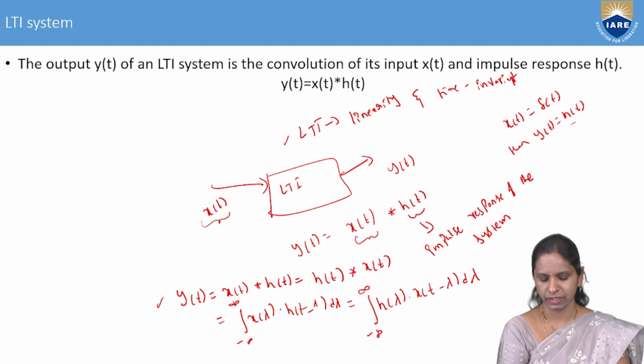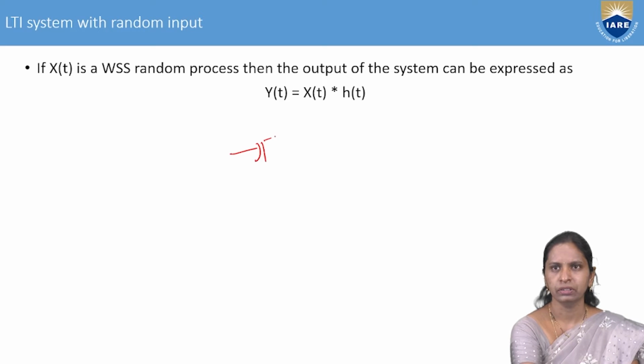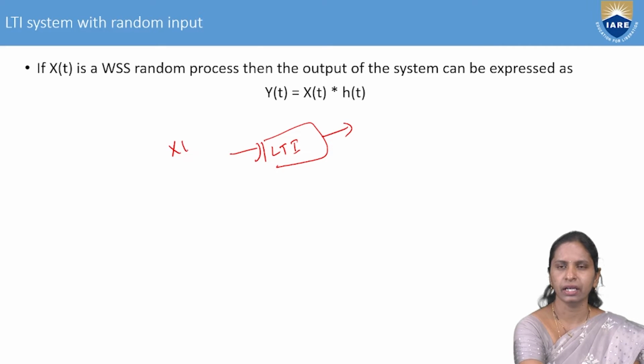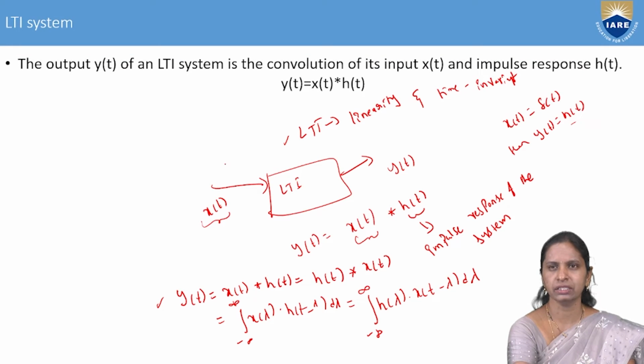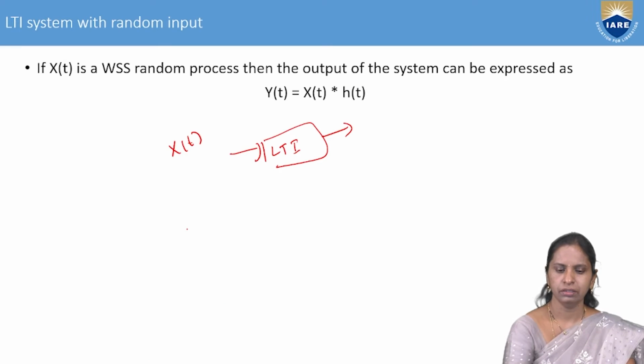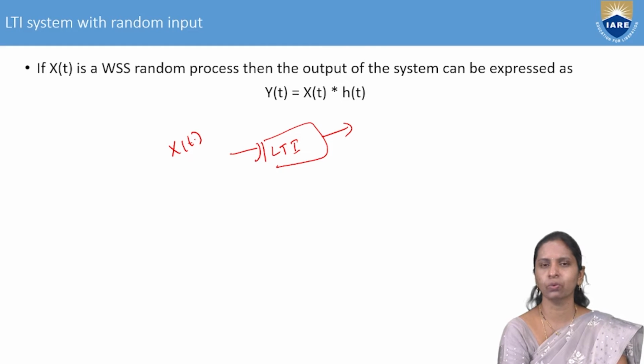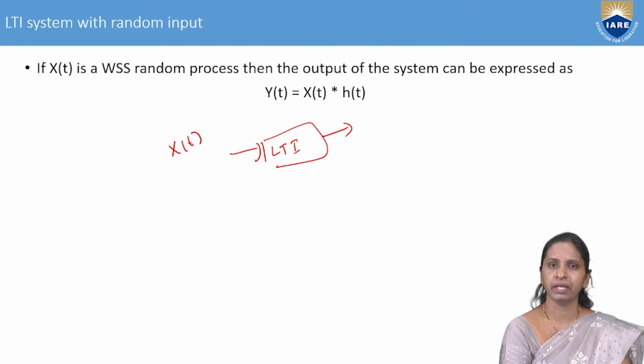Now, the same concept will apply to the random process also. Now, if we take an LTI system and apply a random input, what is a random input? Nothing but a random process, whose characteristics cannot be predetermined. In the previous case, x of t is any input, it may be random or whatever it may be, any well-known signal. But for the LTI system, now I am applying a random input. Therefore, x of t is a random process.